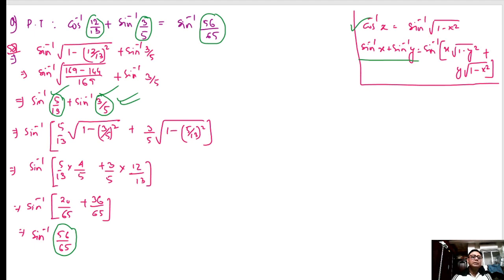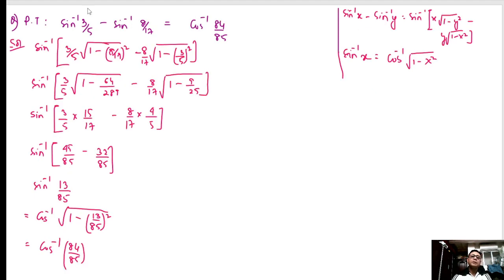So friends, let's see the next sum. Prove that sine inverse 3 by 5 minus sine inverse 8 by 17 equal to this. So we are using the formula for sine inverse x minus sine inverse y. This is my x and this is my y, and using this formula we are getting sine inverse 13 by 85, but I have to convert to cos. Now sine inverse x is cos inverse root over 1 minus x square. So here we are using that, and we are getting these calculations.